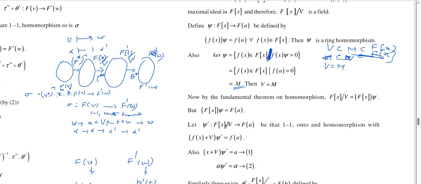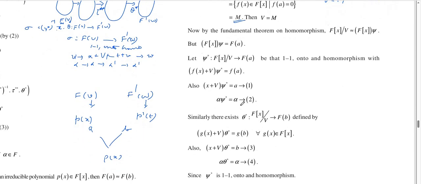So you take ψ star to be F[x] mod V to F(a), that mapping which is one-to-one onto homomorphism, which takes f(x) plus V to f(a). So in that same mapping, x plus V will be taken to a, and alpha ψ star will be equal to alpha itself. Now similarly for A you have got all this. Similarly for B you have all this. And remember, there is no F prime, so there is no V prime. All those things are not here. So you have this defined in the same way, and you have this to be true.